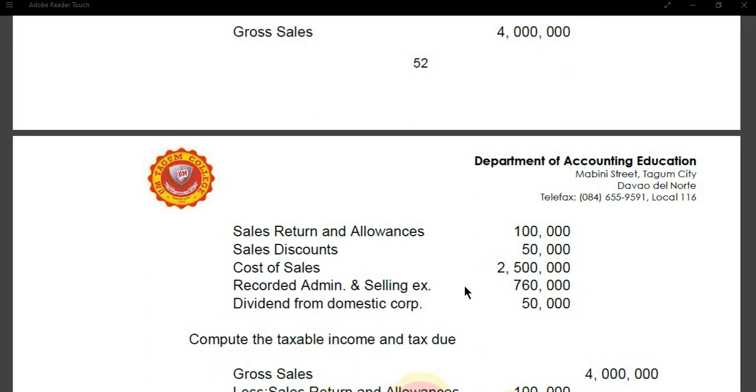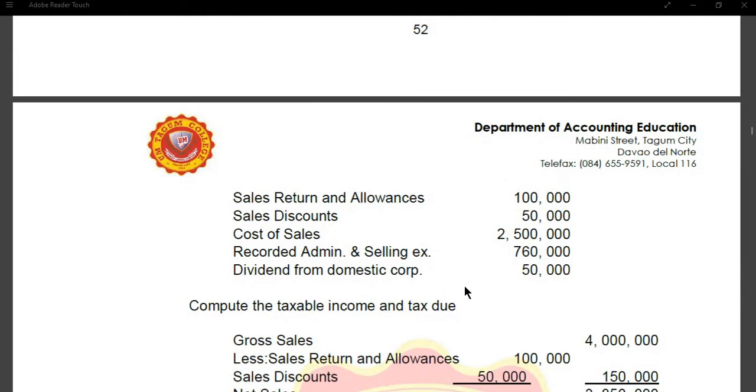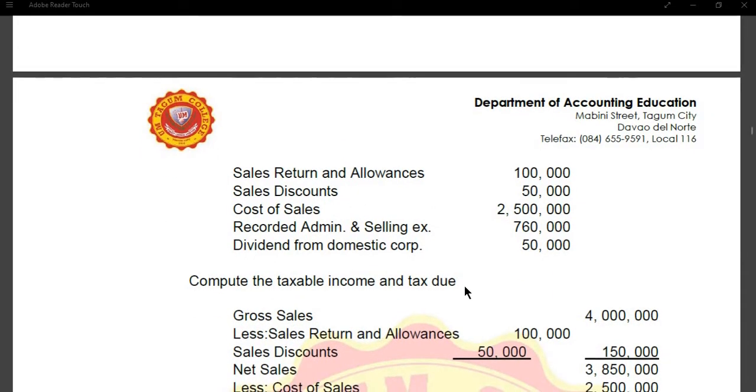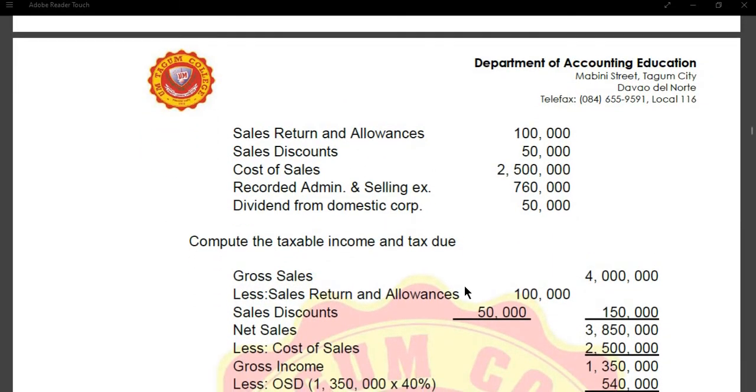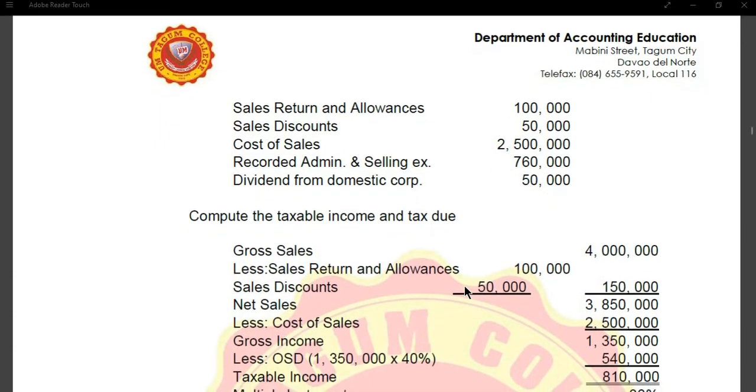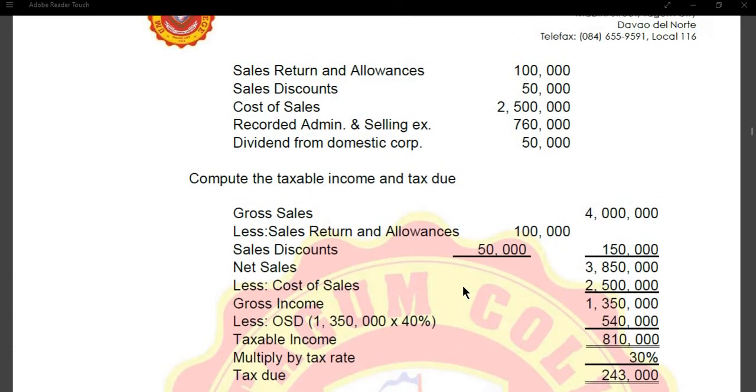So to compute the taxable income and tax due using optional standard deduction, you first have to compute or to know where 40% will be multiplied. We have already discussed this in individual taxation. Alright? So let's proceed with gross sales.